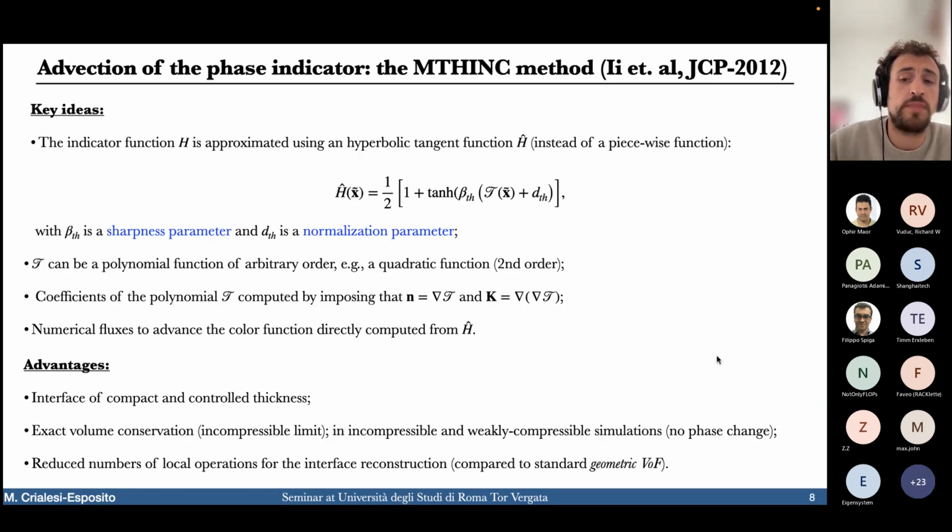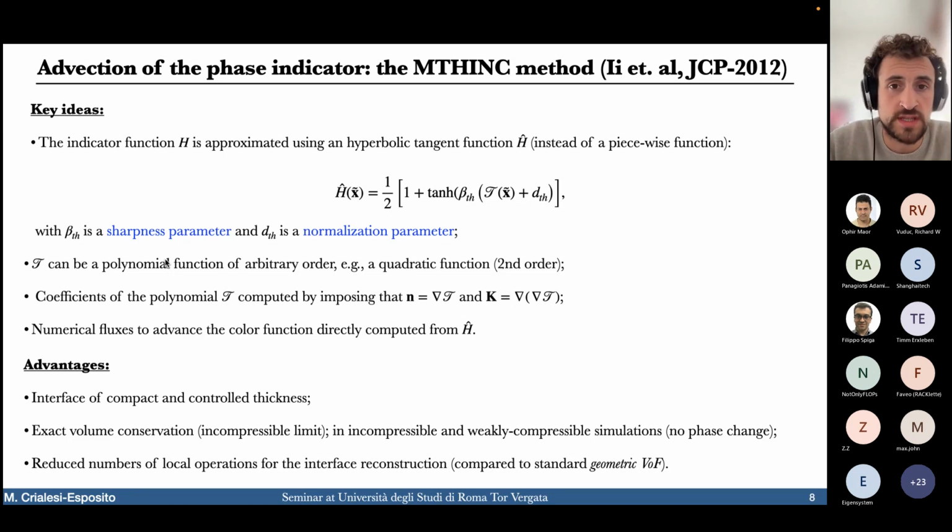And let me give you a couple more details on how the code needs to account for the reconstruction of the interface. For example, we use a method which is called MTHINC, where we approximate the transition between the two flows not like a steep function, like a Heaviside function, but we actually use a hyperbolic tangent. Through this hyperbolic tangent, we can tune the sharpness of this interface. And of course, the more we get towards the sharp hyperbolic tangent function, the more the transition between these two flows happens in a sharp way, which is actually the way in which it's supposed to happen in the real world.